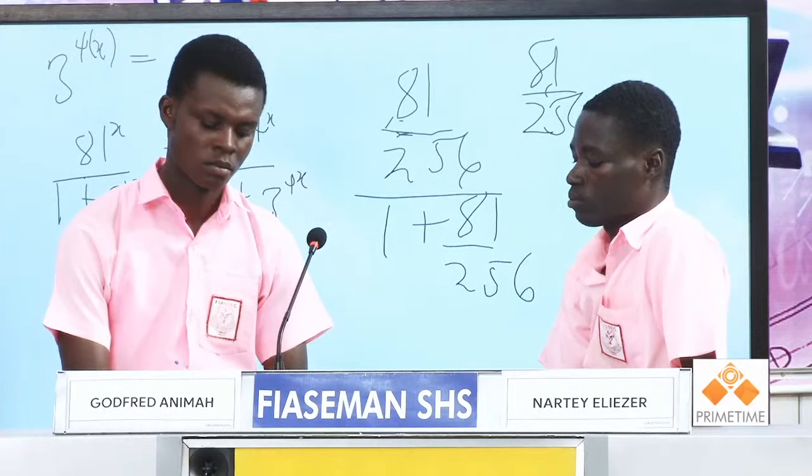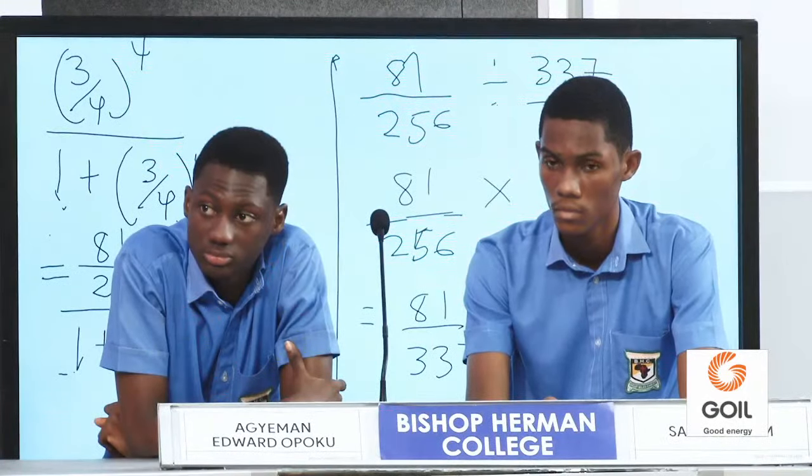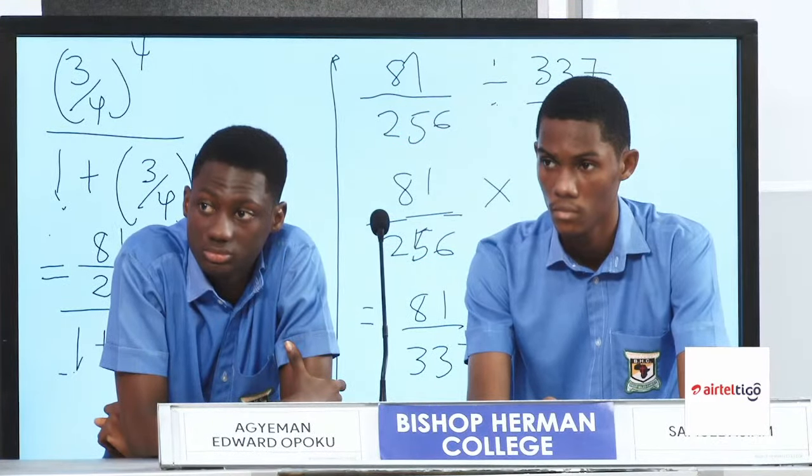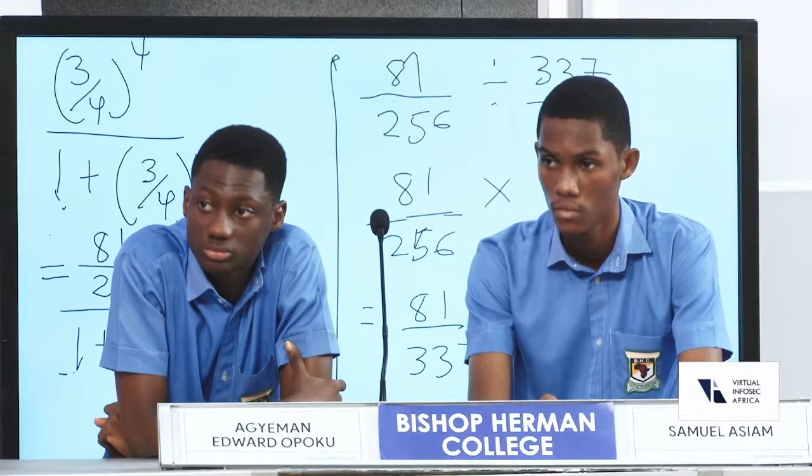And this will give you 81 over 256. You earn 2 points for this too. Then you evaluate 81 to the power x over the expression 1 plus 81 to the power x. And this will give you 81 over 256 over the expression 1 plus 81 over 256. You get 2 points for that. Then you simplify and you get 81 over 337, and that gives you 2 points.